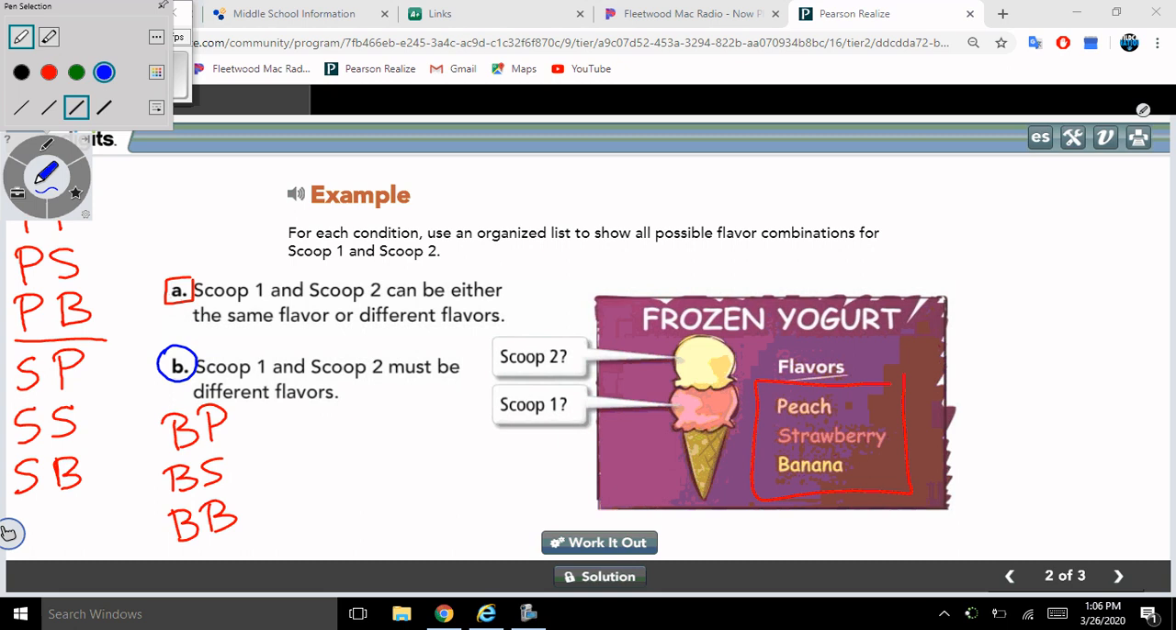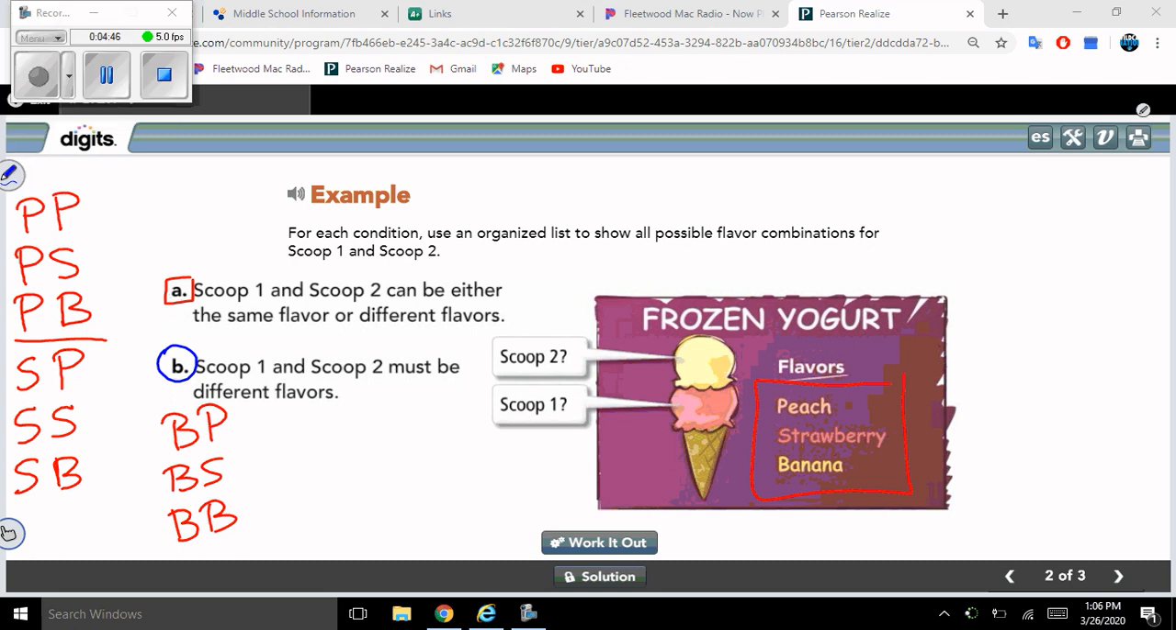So in this particular situation, if that's the case, that means you would eliminate the peach followed by peach, you would eliminate the strawberry followed by strawberry, and you would eliminate the banana followed by banana. So if you take a look at that, you have 1, 2, 3, 4, 6 possible outcomes in that situation. All right? And again, you want to try to create an organized list in order to make sure you're able to get all the possible combinations.